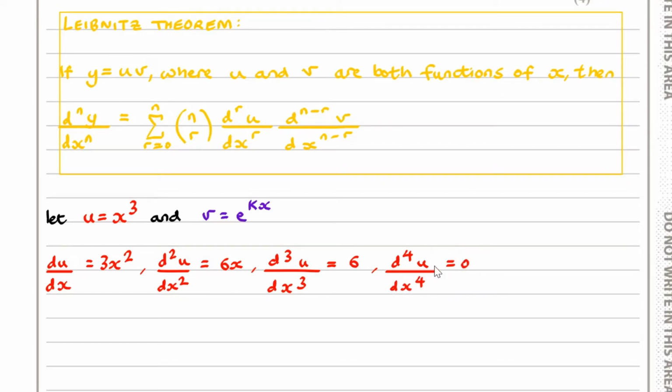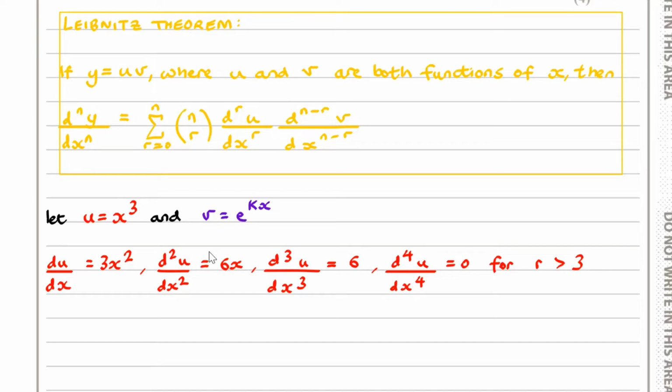And hopefully you'd be able to recognize that the fifth derivative, the sixth derivative, etc. will all equal 0. So let's just write that down. We have the derivatives are all equal to 0 for r being greater than 3. Okay, let's now look at the derivatives of v.